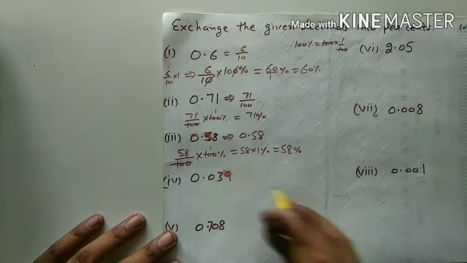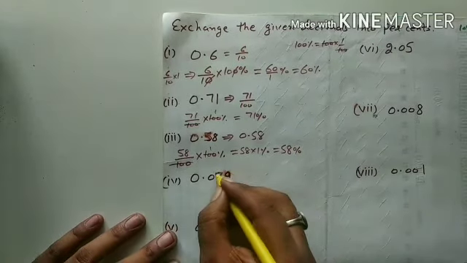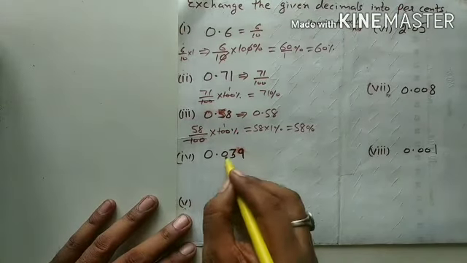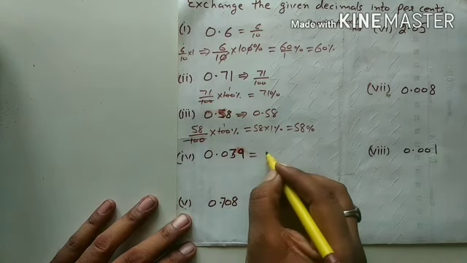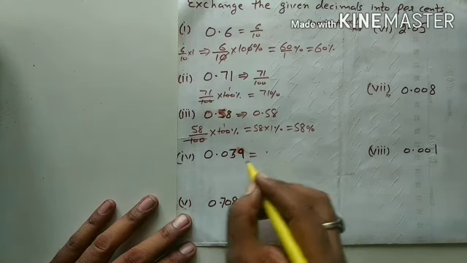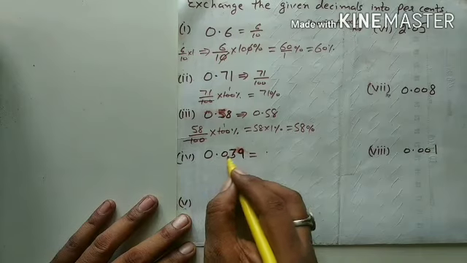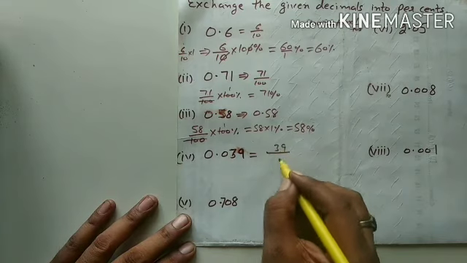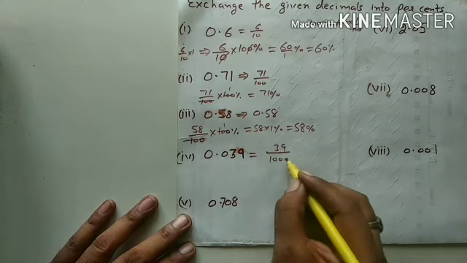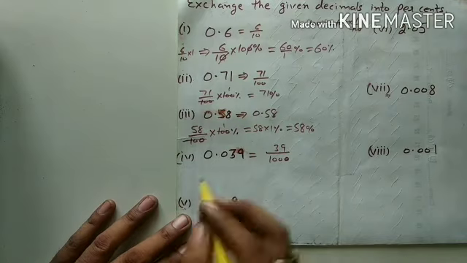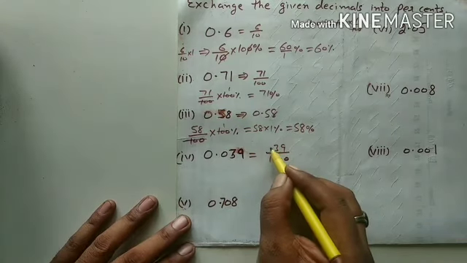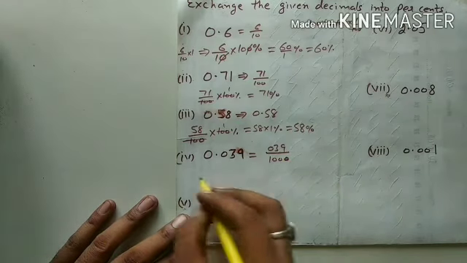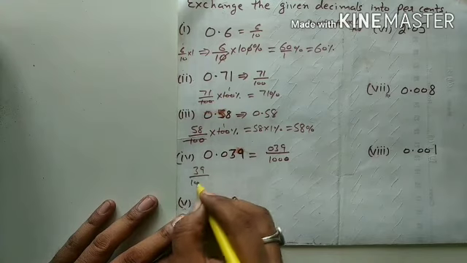Okay student, now 0.039, what is the meaning of 0.039? How many digits are there after decimal? 1, 2, 3. So I will write 39 and 1000 in the denominator. Okay student, you will ask me why I don't write 0. If I write 0, then it is meaningless. So I can write it as 39 over 1000.